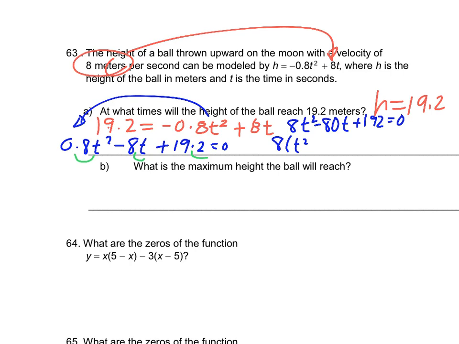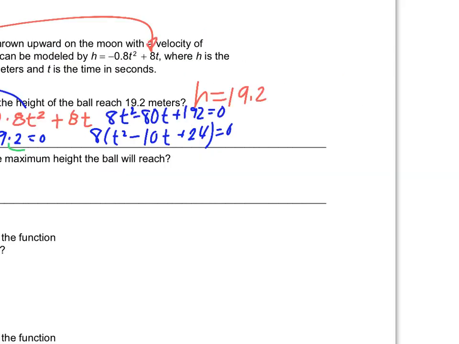10t. It doesn't look like a 10, so 10t plus 24. Now after I'm done factoring, there's not a lot of room here, but let me move around. I'm going to have the 8 still out in the front. And if I factor, I end up with t and t and 6 and 4.